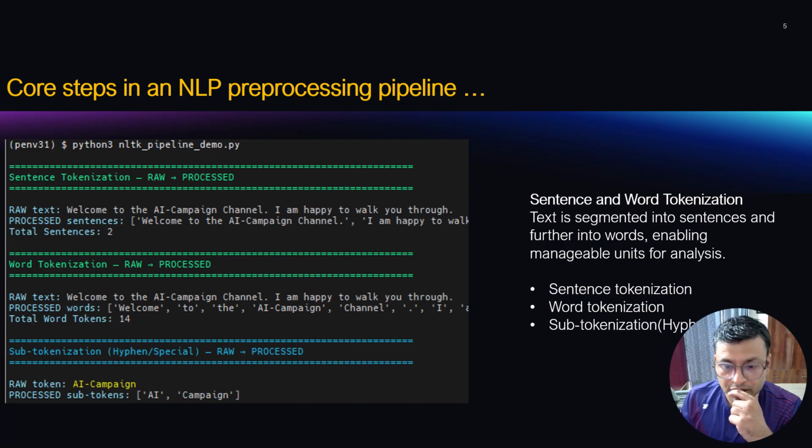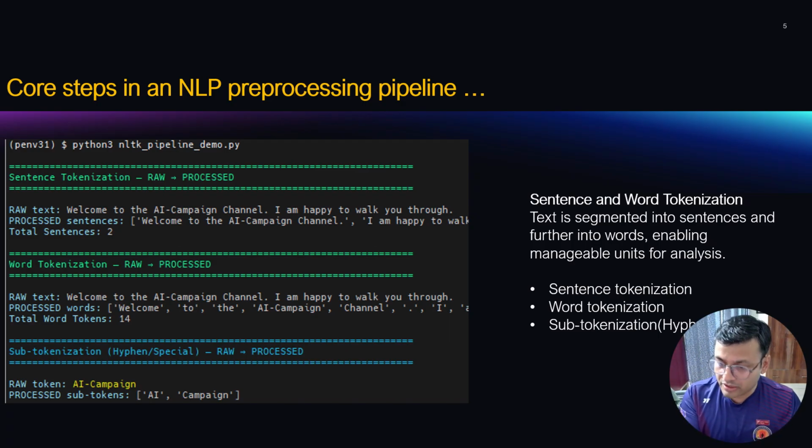As you see on the screen, I made this Python script in such a way that you can understand each and every process in the pipeline flow. The first is sentence tokenization. Here I have given a raw text: Welcome to the AI campaign channel. I'm happy to walk you through. In this step we are breaking long text into meaningful sentences. This is important because most NLP tasks operate at the sentence level.